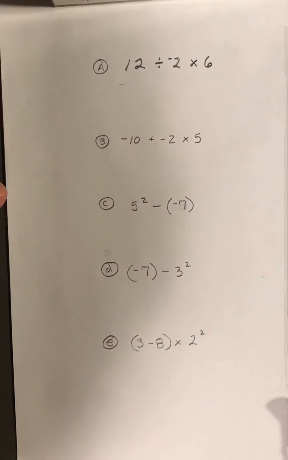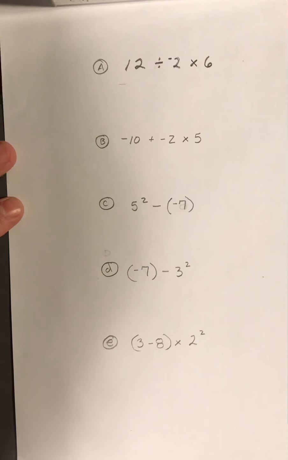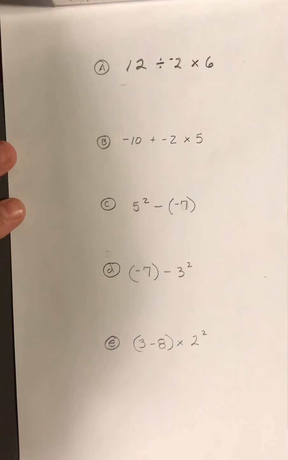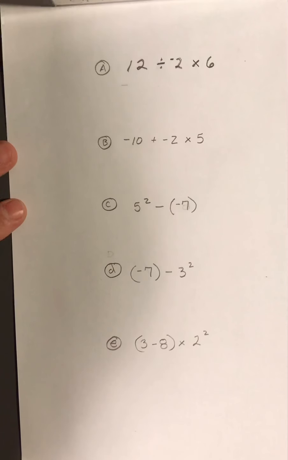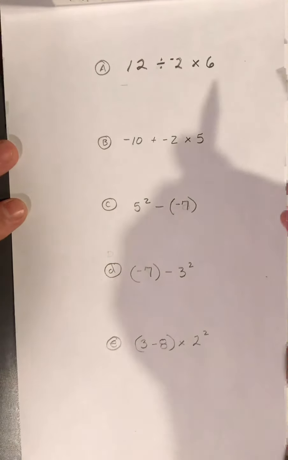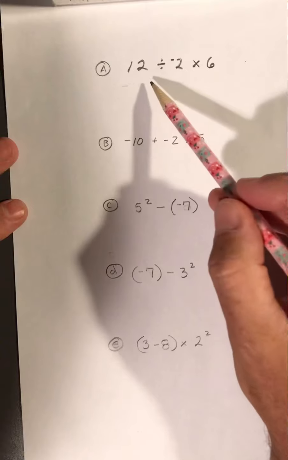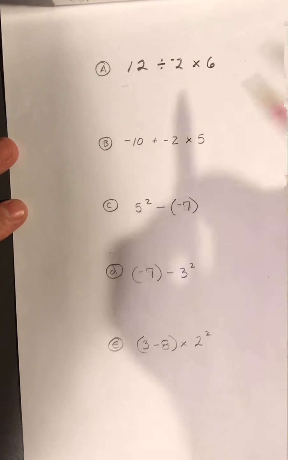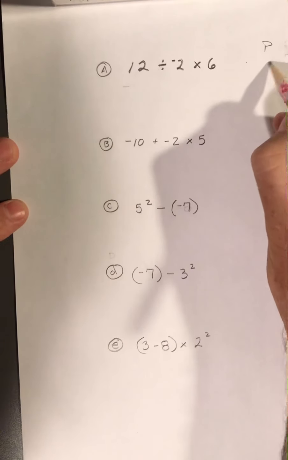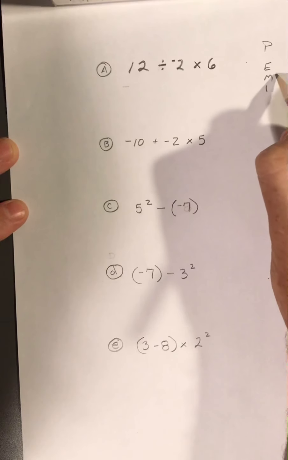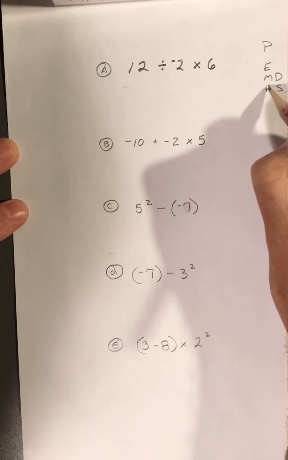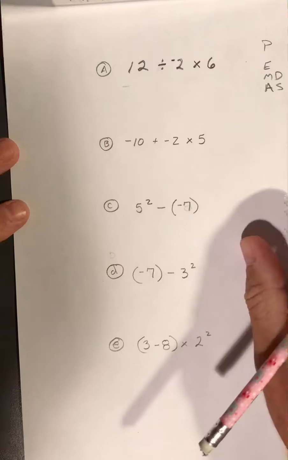This is day 2 of order of operations. We're going to try to involve these expressions with some negative numbers now. I have a couple examples here. Let's go through these. All right, so letter A. I'm going to write PEMDAS down the side of my paper here so I don't forget. You might want to do the same.